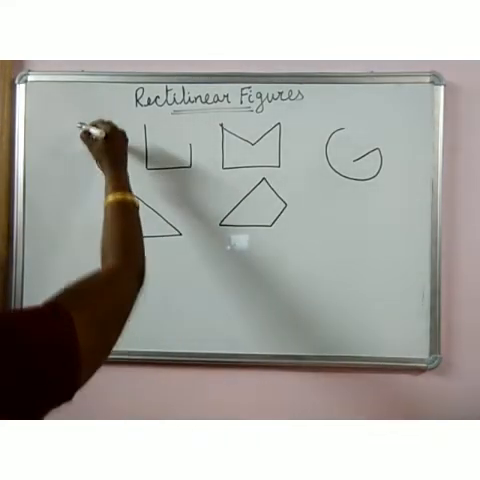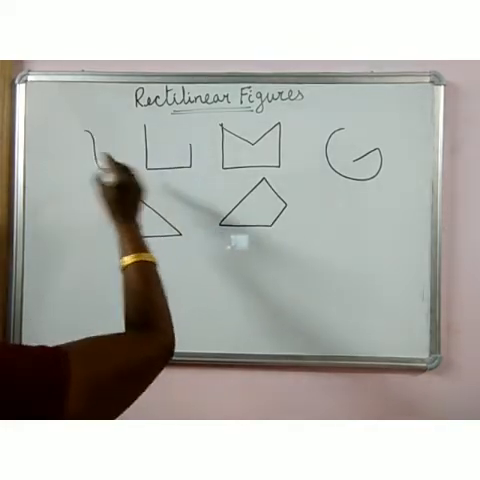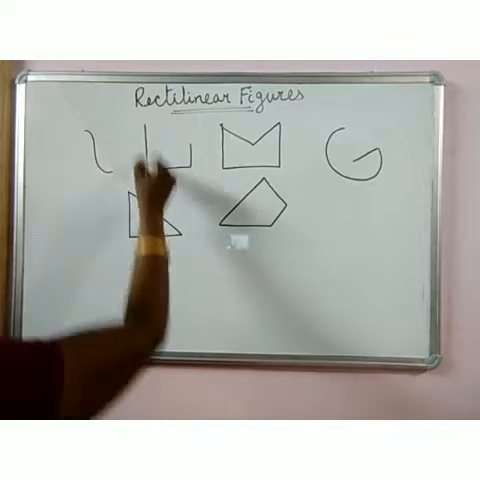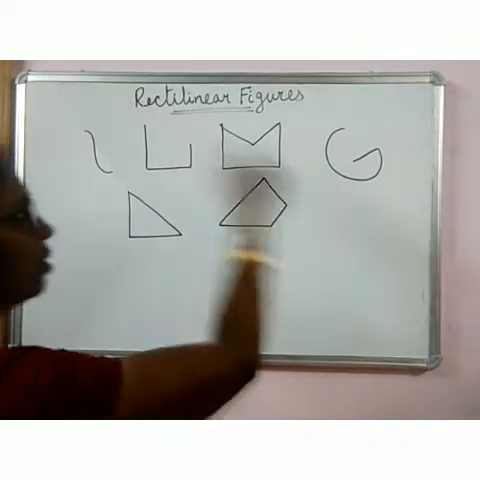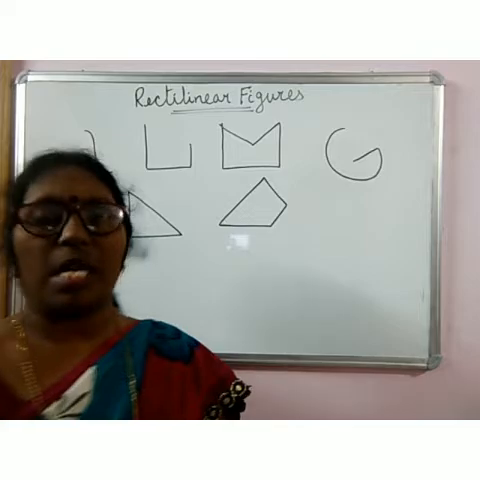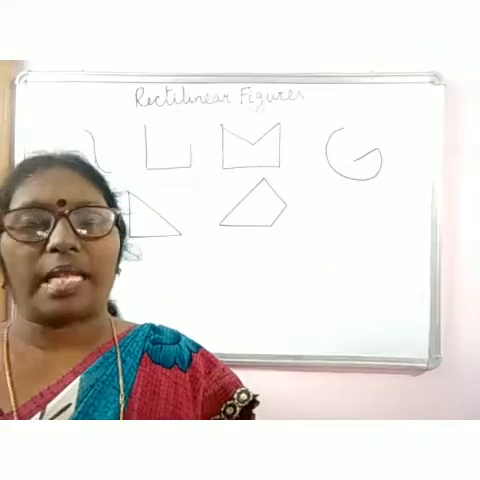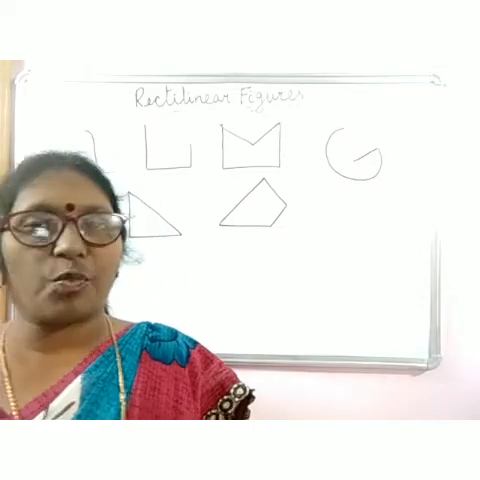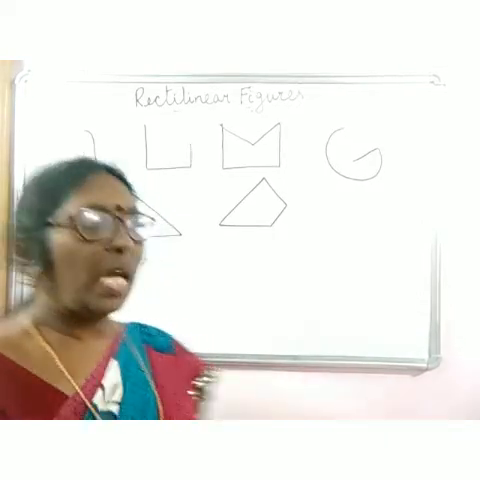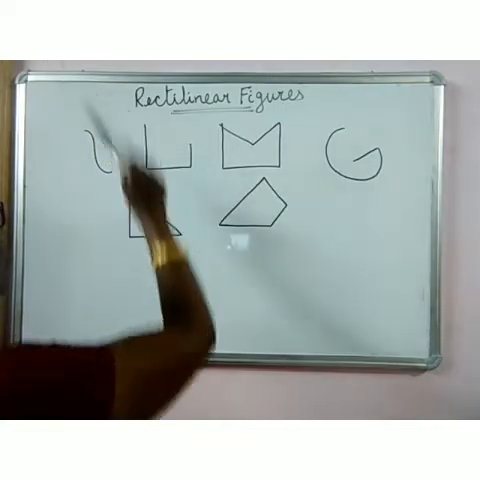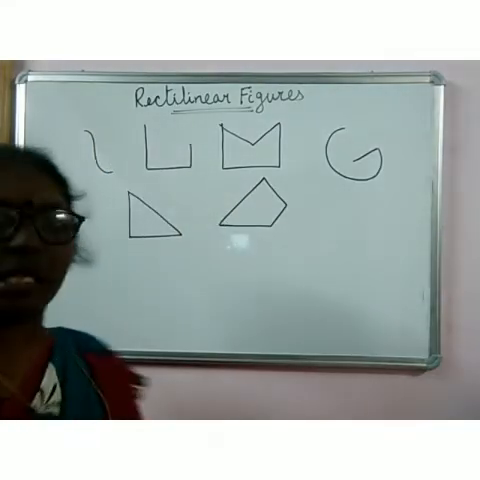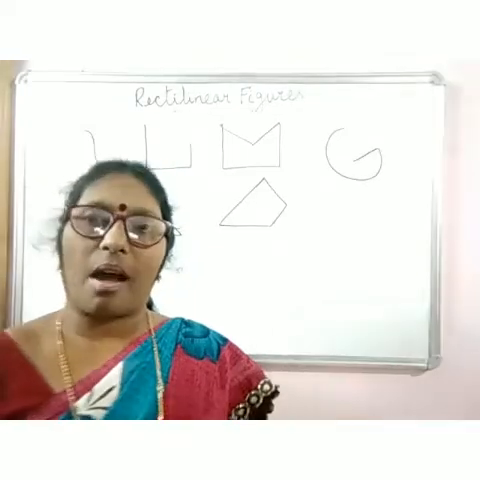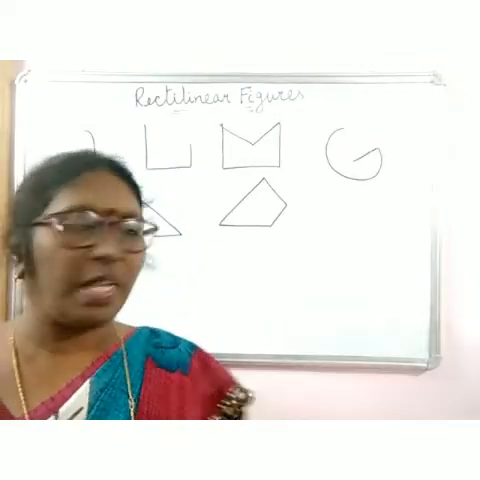You see, this one, from here to here I have started and ended. This one from here to here. These all are plane figures. Some are closed and some are open figures. What are closed figures and what are open figures? If the starting point and the ending point is the same, that is said to be a closed figure. Otherwise, it is an open figure.